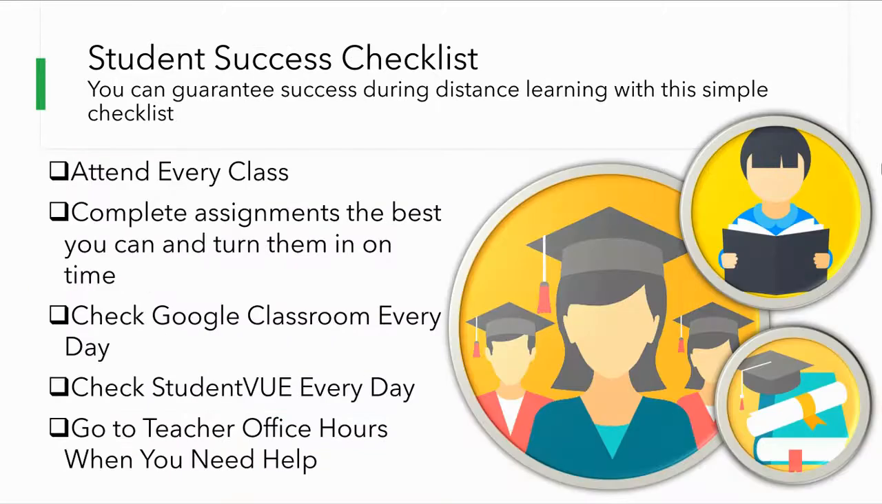You can almost guarantee success in distance learning if you follow this simple checklist. Attend every class. Go to class as if you were in person. Complete all of your assignments to the best of your ability and make sure you turn them in on time. Check Google Classroom every day for assignments and materials. Check Student View every day to make sure your assignments were graded as they were turned in, or if you're missing anything. Go to your teacher's office hours. Talk to them if you have any questions or need help.